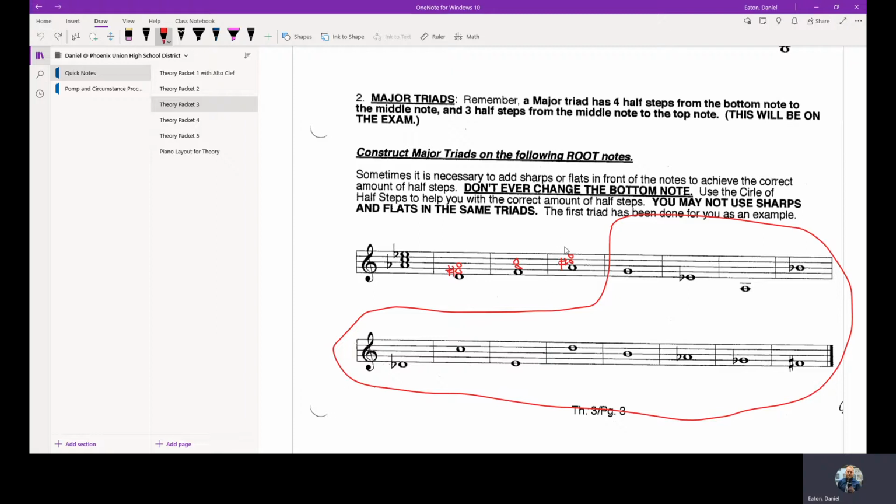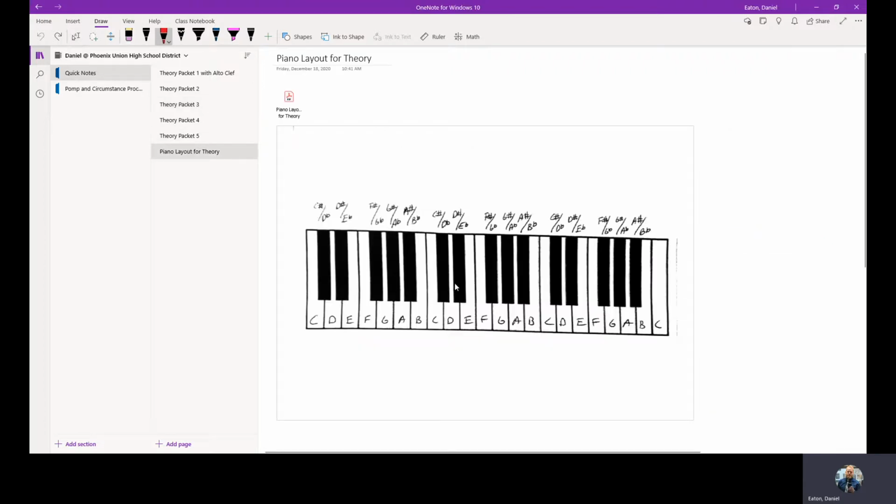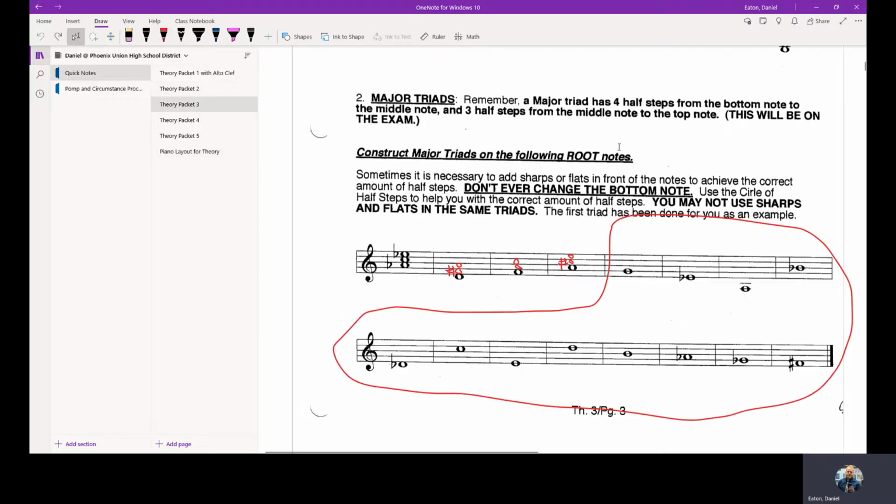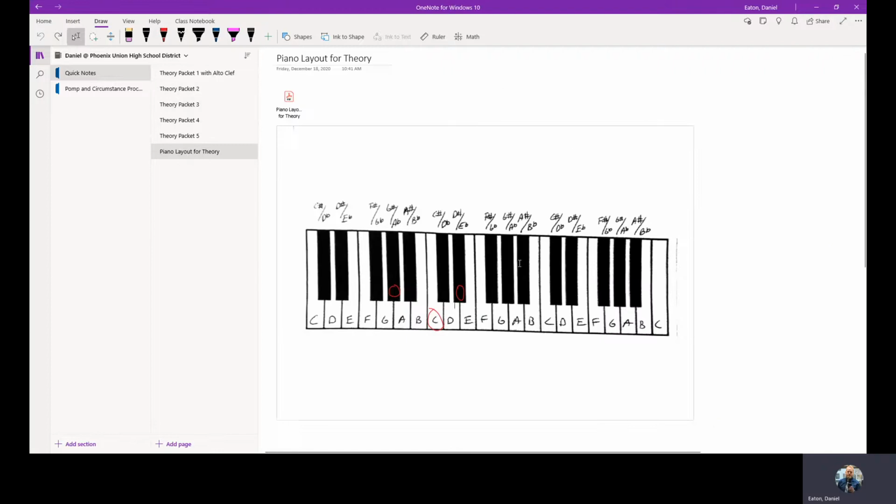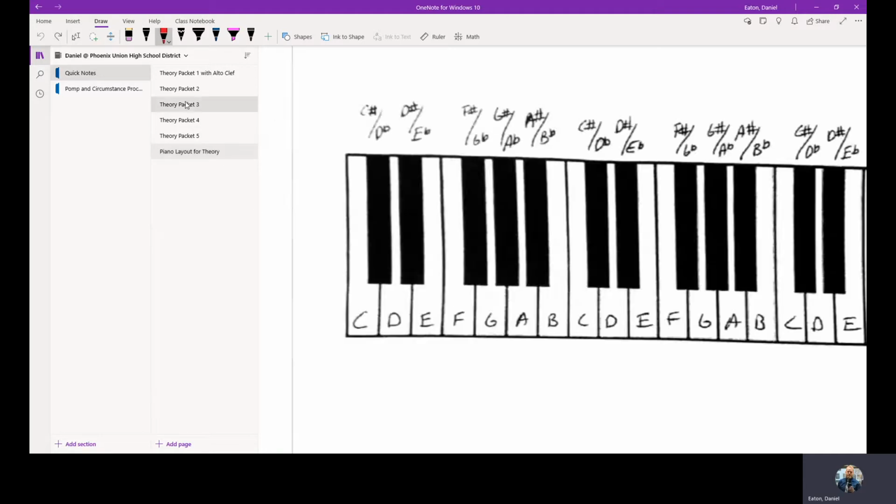Okay, so what it's talking about here, let's use this first one, this A flat triad as an example. A flat, C, E flat. Let's get our piano up here. So we're looking at A flat, C, and E flat. And all it's saying, let me be real specific, is 4 half steps from the bottom note to the middle note, and 3 half steps from the middle note to the top note. So all that's saying is 1 half step, 2, 3, 4 half steps to get to here, and then 1, 2, 3 half steps. That's all that's talking about there, the number of half steps between those intervals.